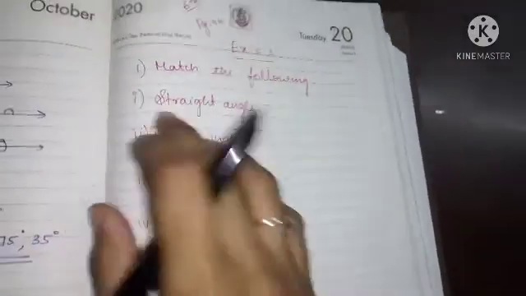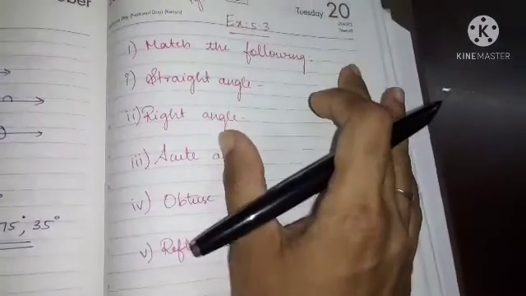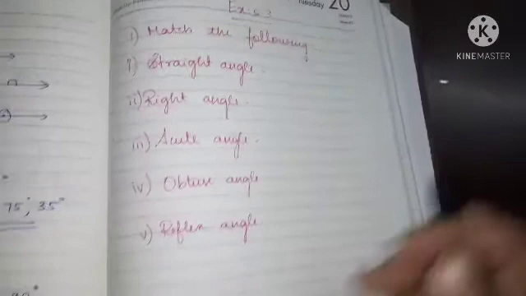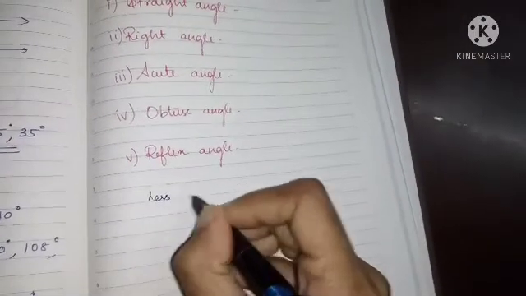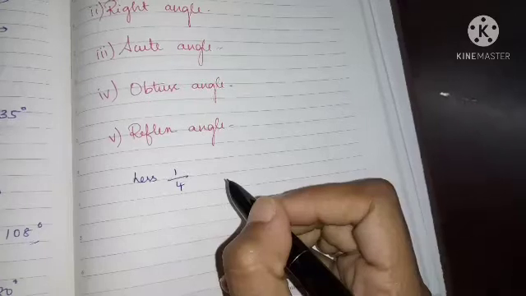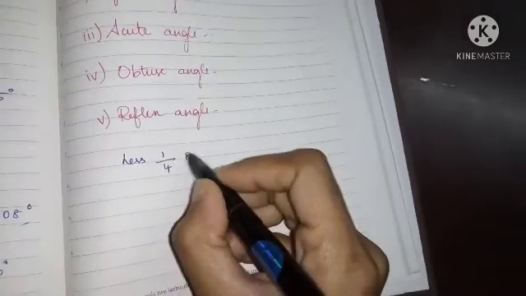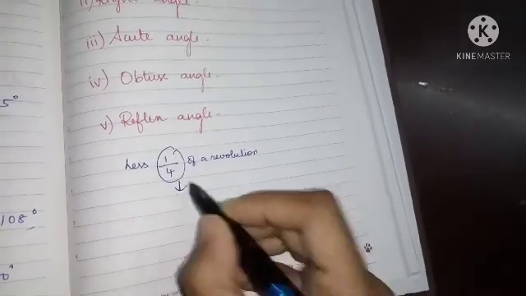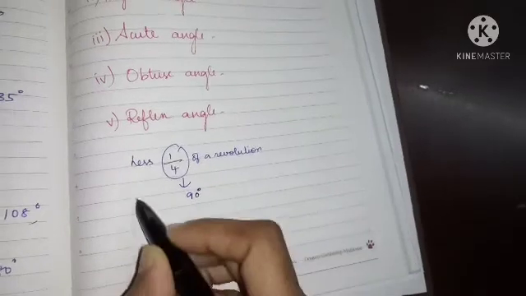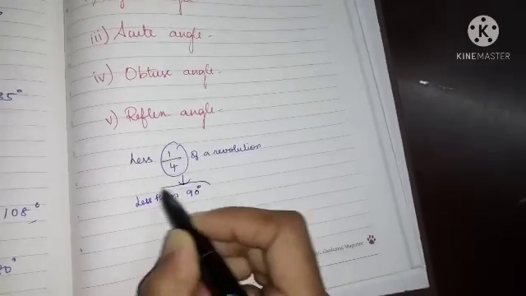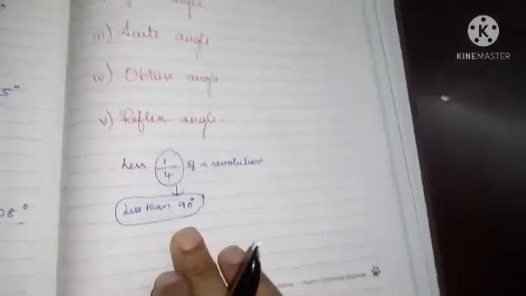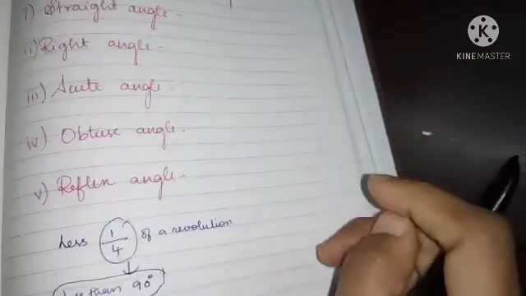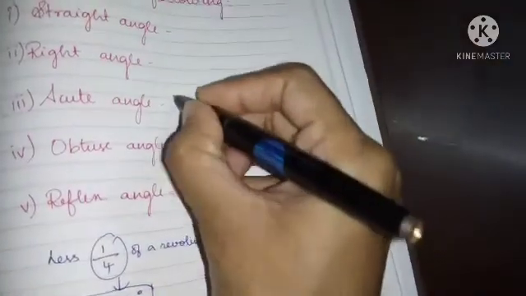Okay. Straight angle. First, straight angle is there. On the right side, what is given is: less than 1/4 of a revolution. First, less than 1/4 of a revolution. 1/4 of the revolution means 90 degrees. So less than 90 degrees. So which angle will give less than 90 degrees for you? Acute angle. Correct? So we'll write the option here.